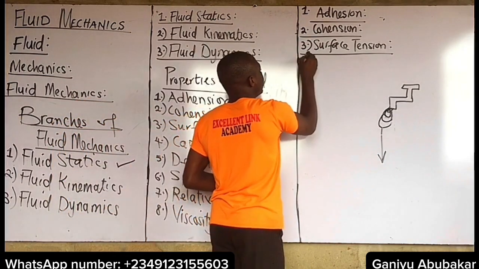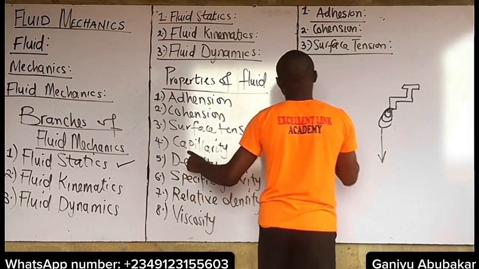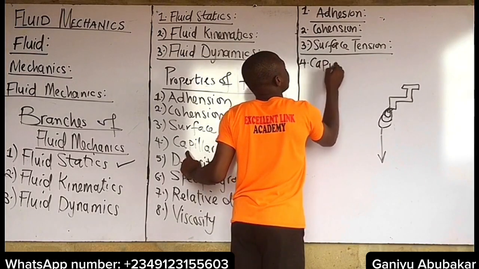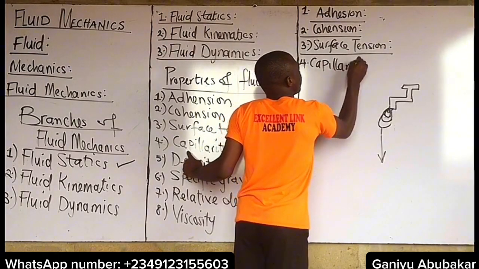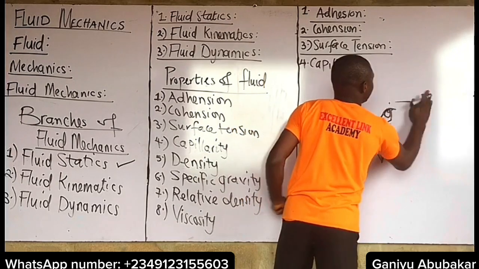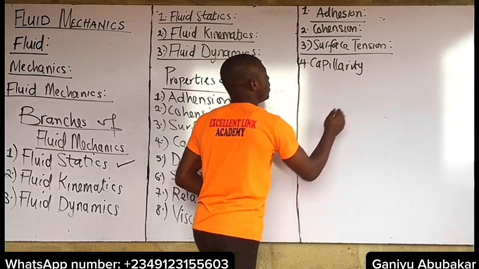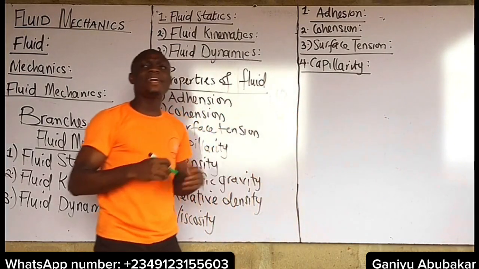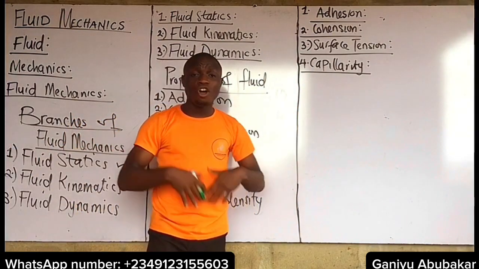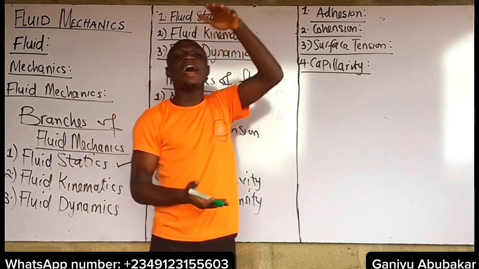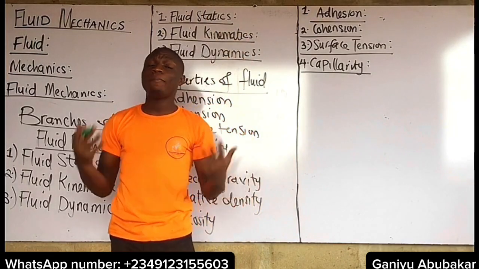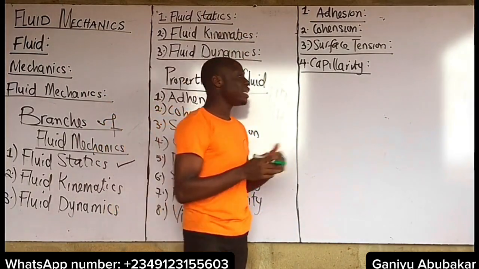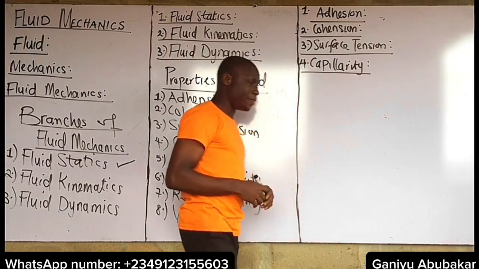The fourth property: capillarity. Definition: capillarity is simply the tendency of a fluid to rise and fall in a capillary tube. That's the definition for capillarity, right?